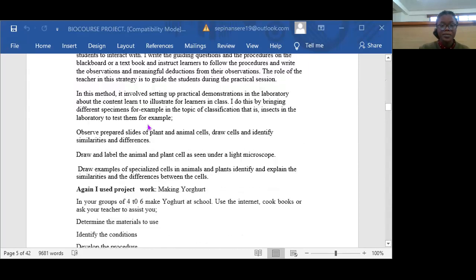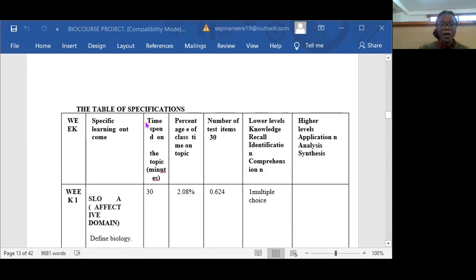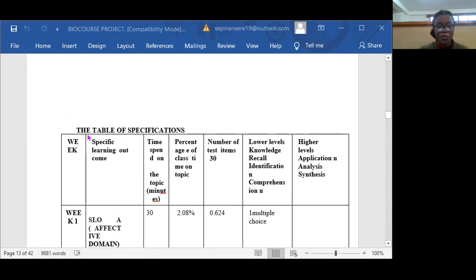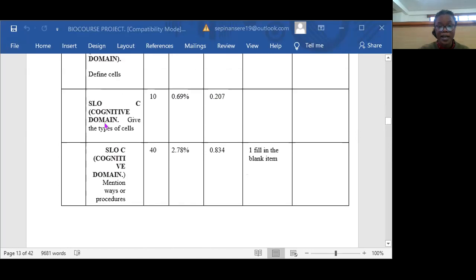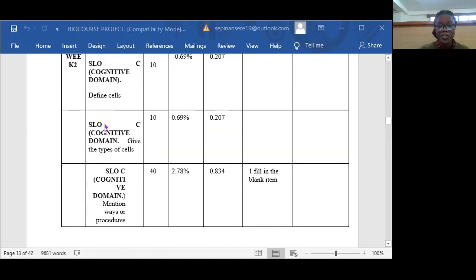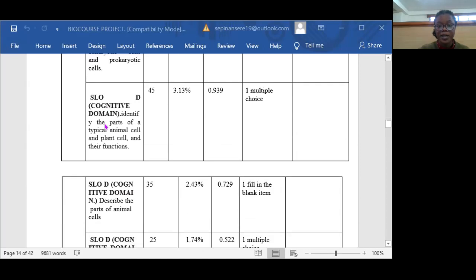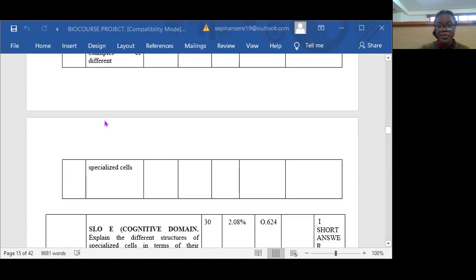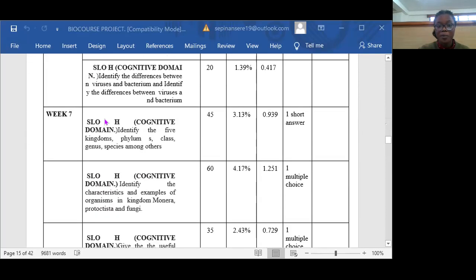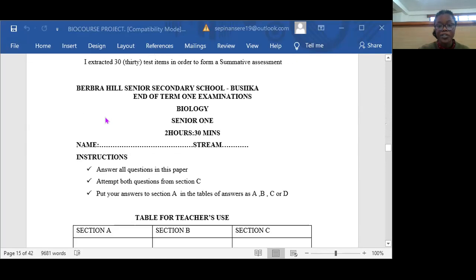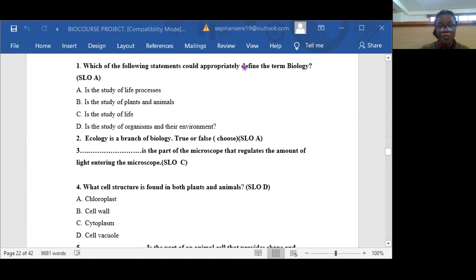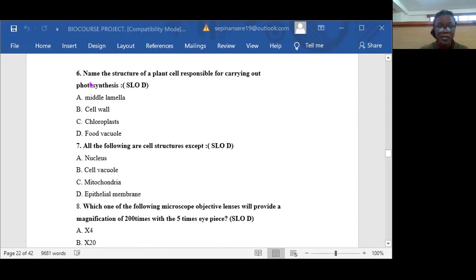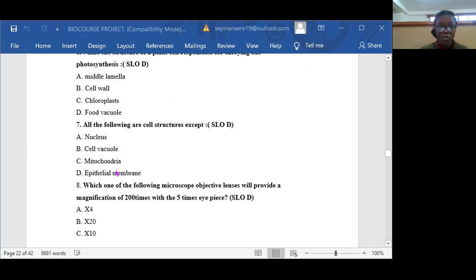And here in the summative tool, I derived more of my questions from the table of specifications. That is, I had the multiple choice, I had the short answer, the essay, and the fill-in test items. And here are samples of some which I constructed in my summative. For example, this number 1 is an example of a multiple choice. You see, these ones all are examples of multiple choice questions.